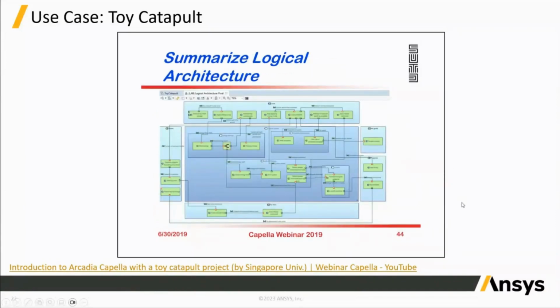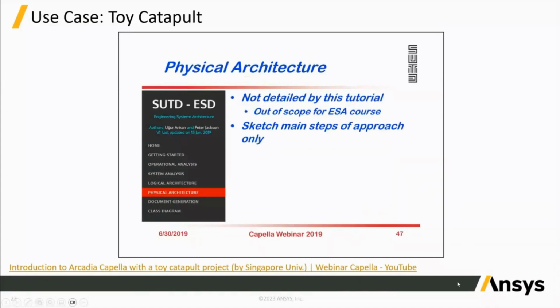In terms of what has been done in the tutorial, I'm not going to go over everything, right? But it went all the way to the logical architecture. You can see we have the toy catapult system, the system of interest, with different logical components, different actors that are interacting with it, and a bunch of functions. The tutorial stops there and doesn't go into physical architecture.